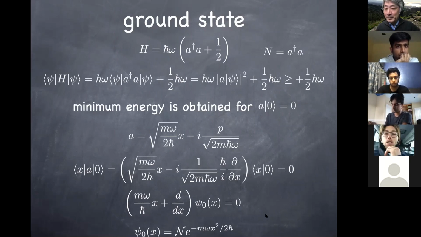Any other questions? Yeah, I have a question. So all of this was done just to find the wave function of the ground state of a harmonic oscillator. Right? That's correct? And so that's just what the last line is?